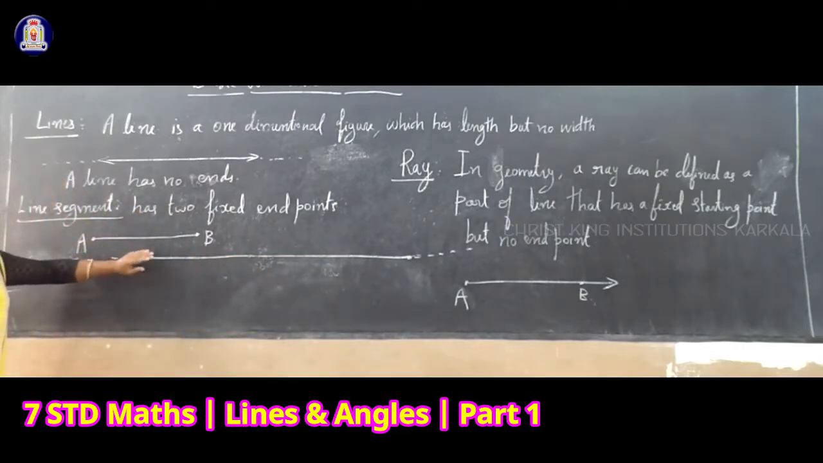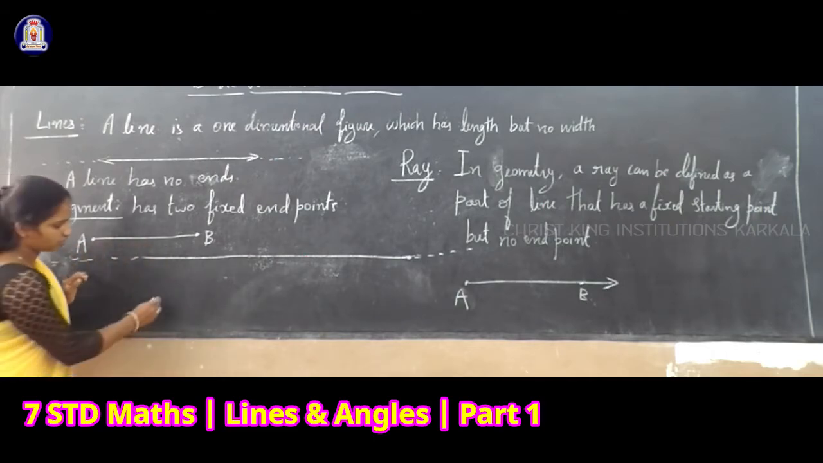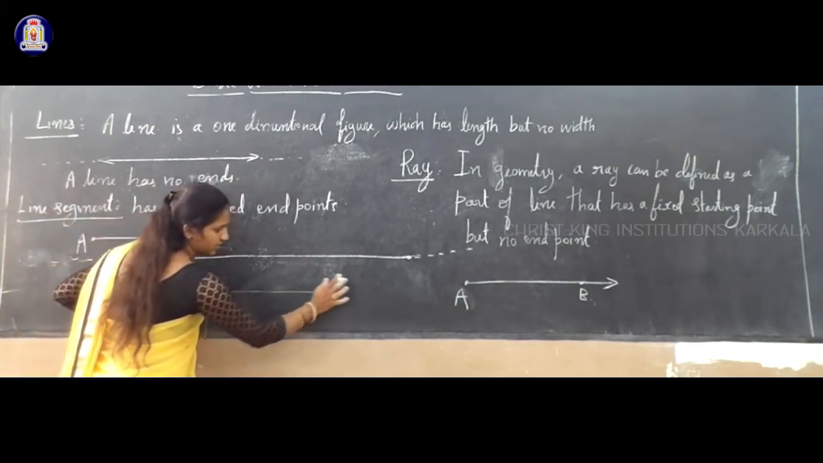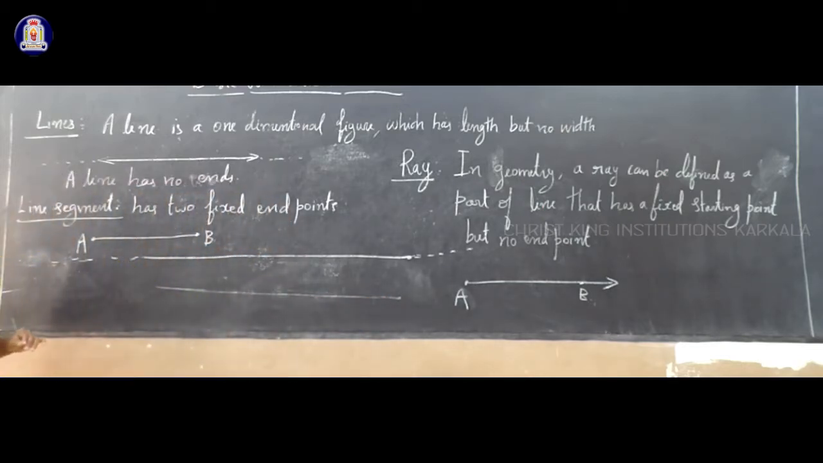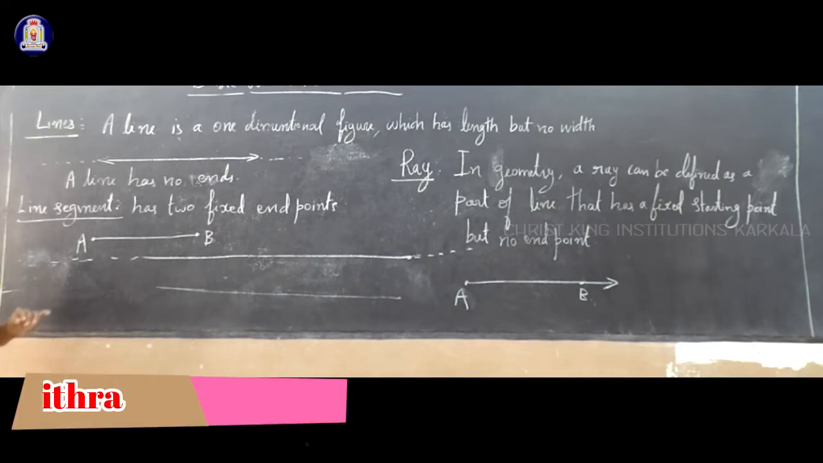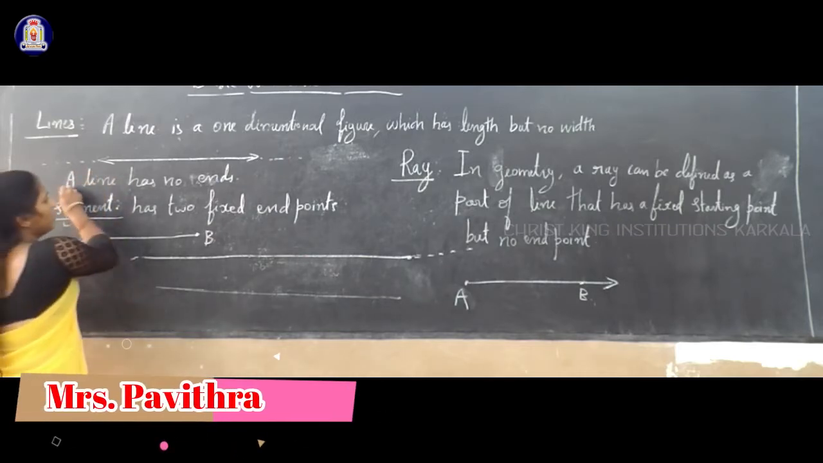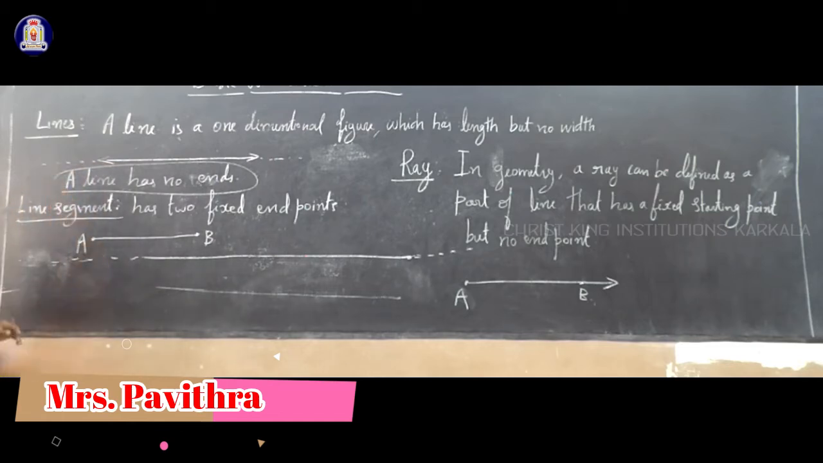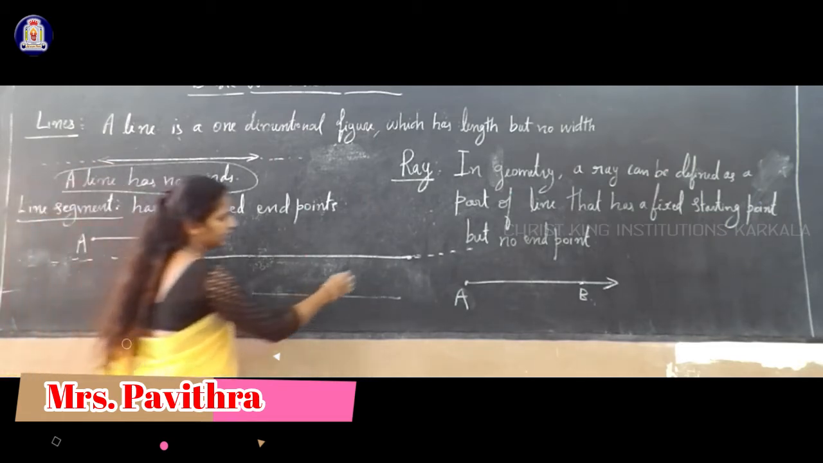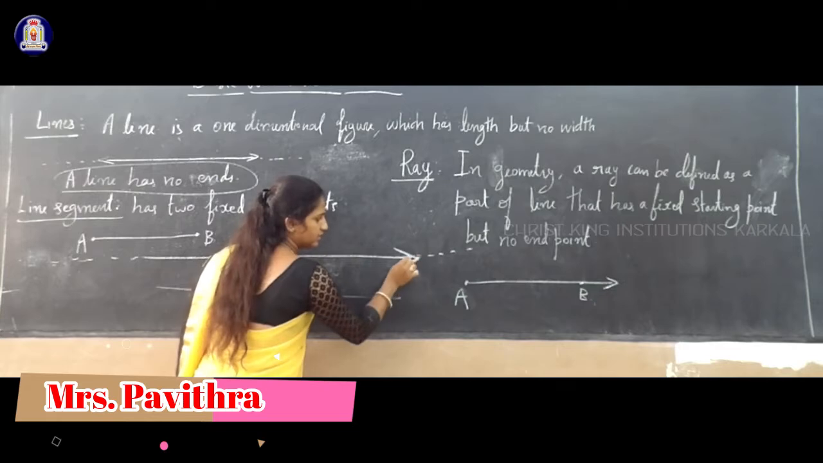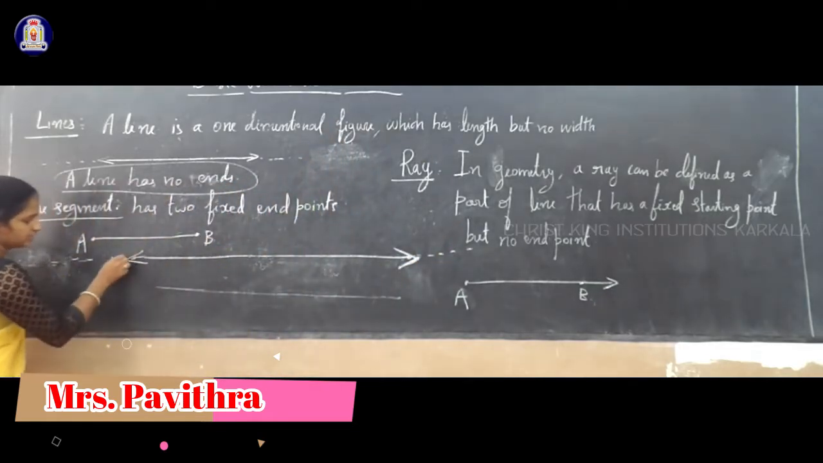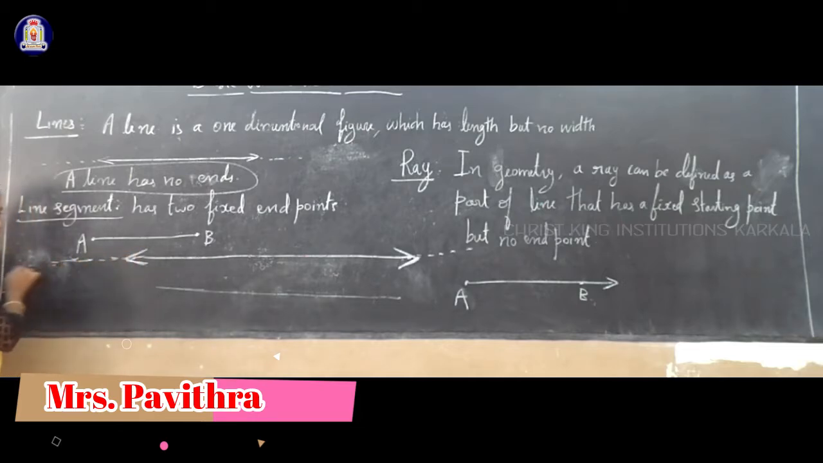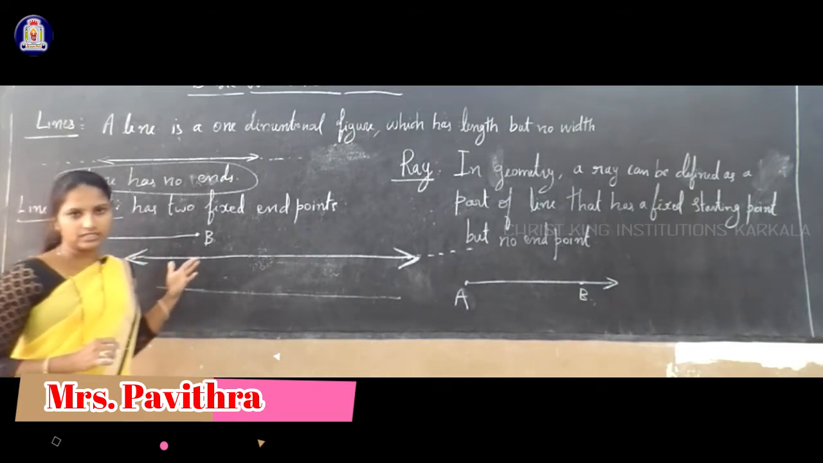But it has a length but no width. Can you say that this is a width? You can draw a small line also, but there is no width. You can draw length but no width. This is a one-dimensional figure. Okay, a line has no end points. That means if you represent this with an arrow marker, this line can be extended. This side also you can extend this line. So this is what a line is.